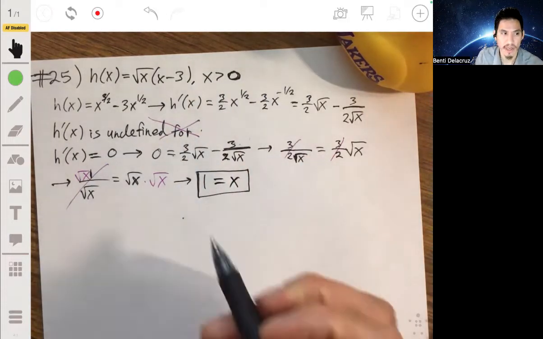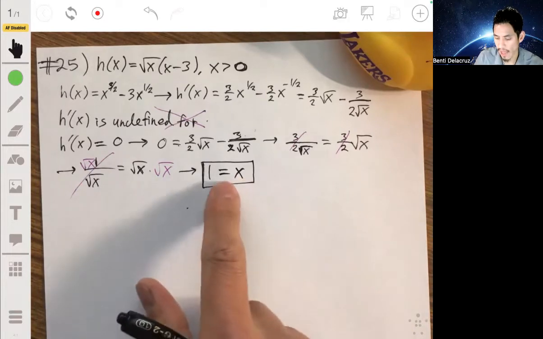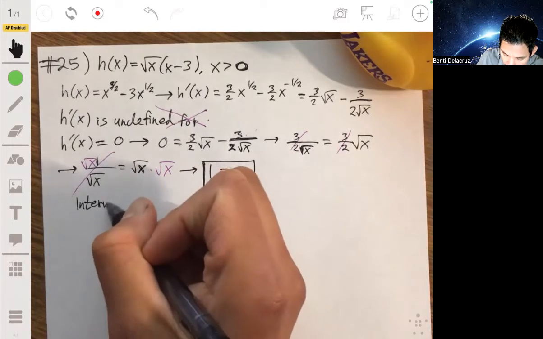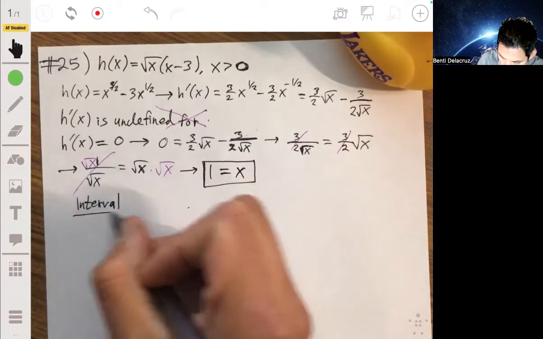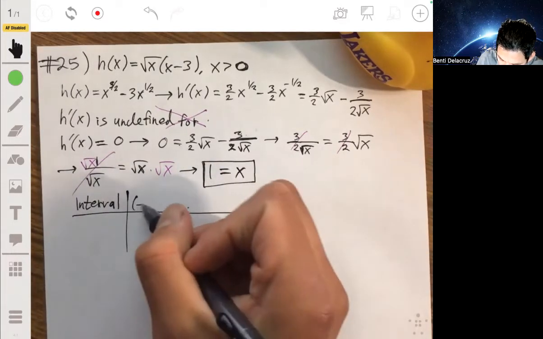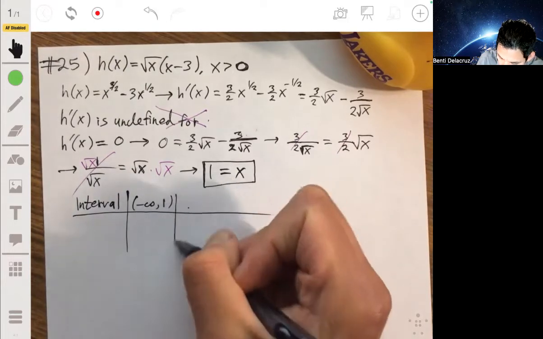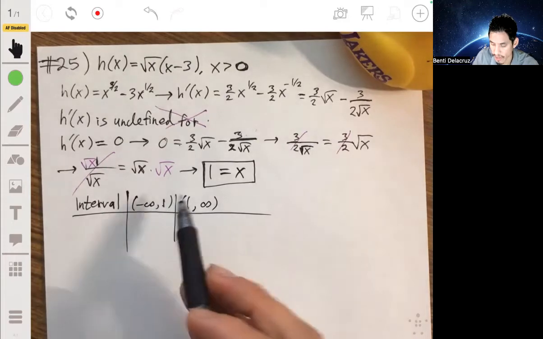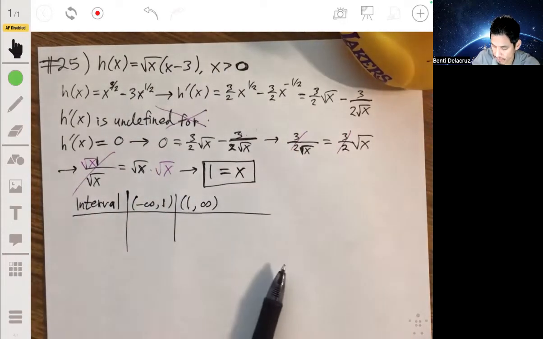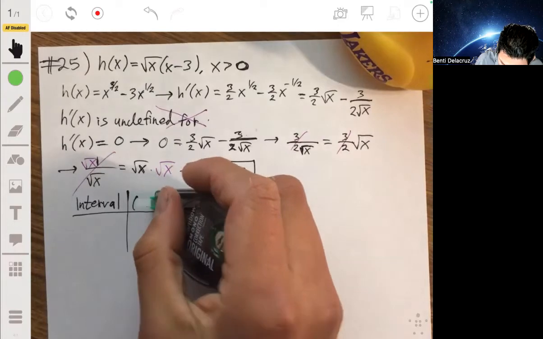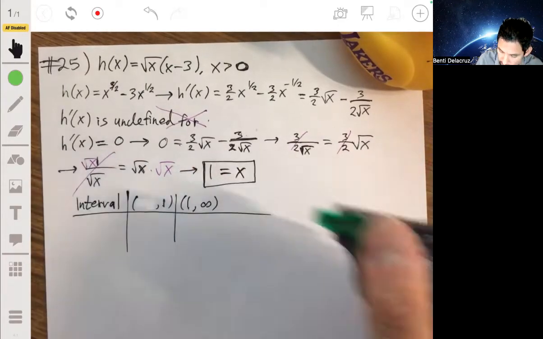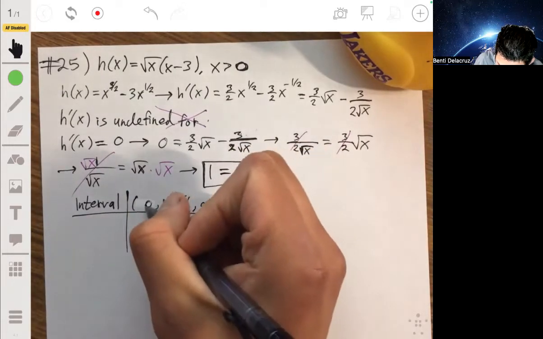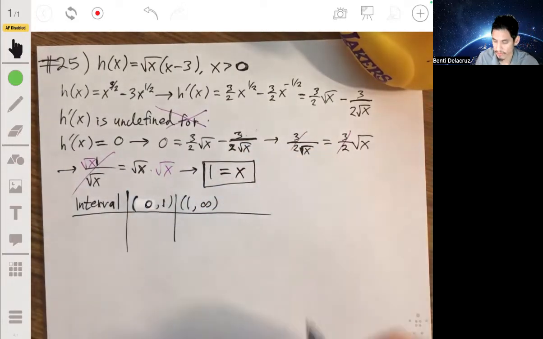So now I like to make a table broken up at this point. So what I mean is I have my top row be my interval. And so I go from negative infinity to 1, and I go from 1 to infinity. Actually, no, not negative infinity to 1. I'm going to go from 0 to 1. Let that be a lesson to you. You always pay attention to this. So from 0 to 1, then 1 to infinity.